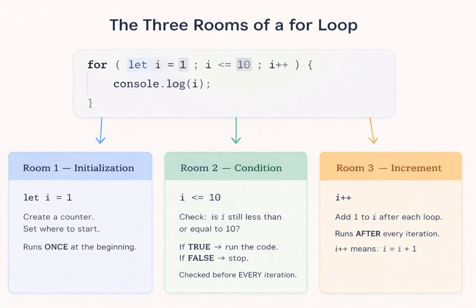Room 3 is the increment. After each iteration completes, this runs and updates your counter. i++ is shorthand for adding 1 to i, so i goes from 1 to 2, then 3, then 4, all the way up to 10.